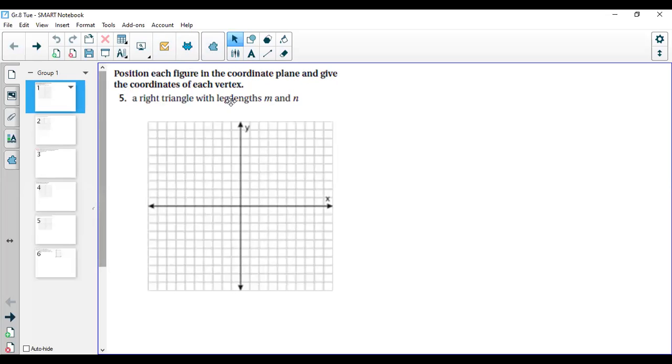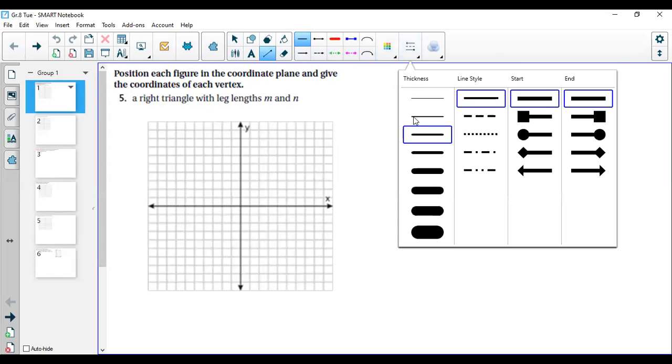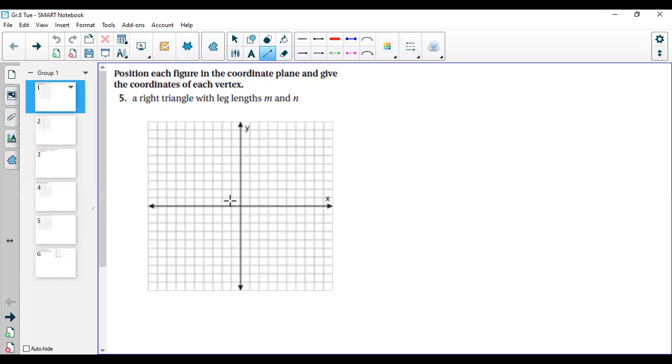Okay, now let's practice some questions and check whether we can do it or not. Fine, so this is: position each figure in the coordinate plane and give the coordinates of each vertex. Let's draw the picture first. So they want again a right triangle with leg lengths M and N. So no matter what, you just need to draw a right triangle. You know, a right triangle has 2 legs. So one starts here. You can make it however long or short you want.